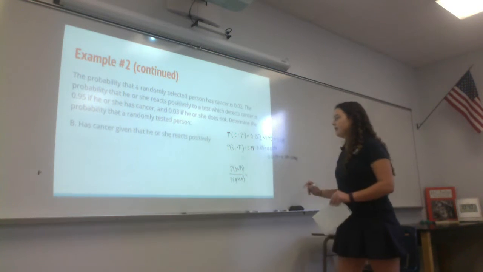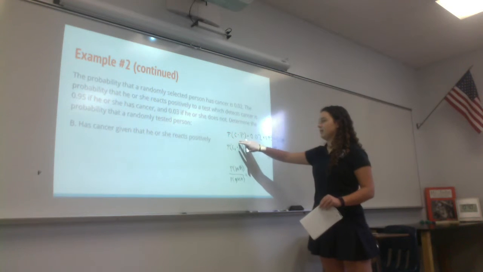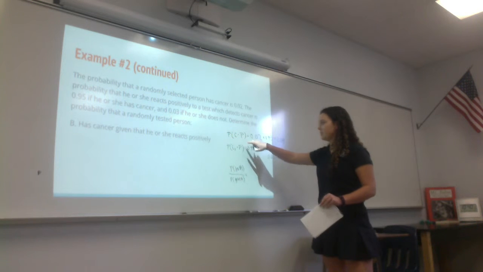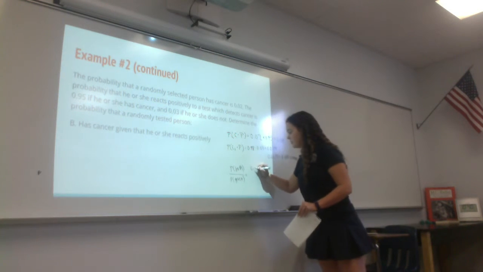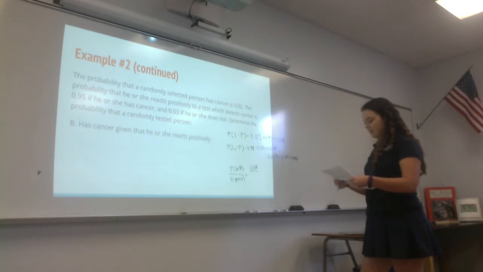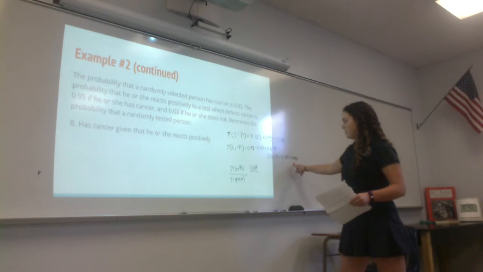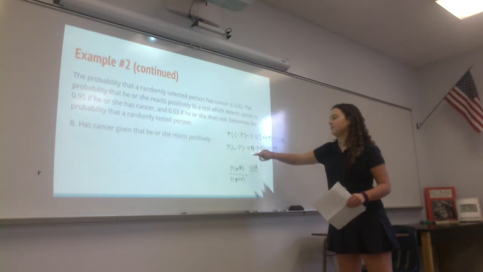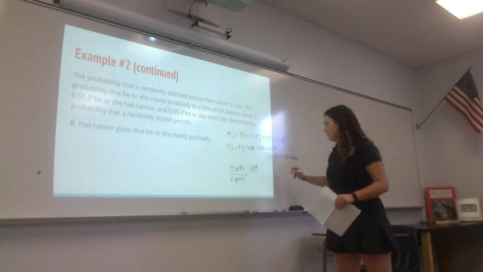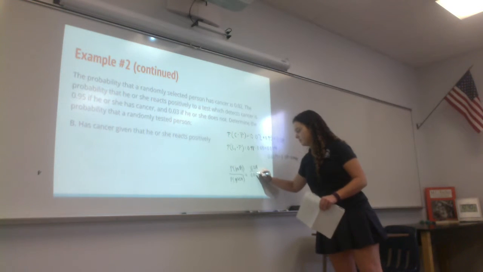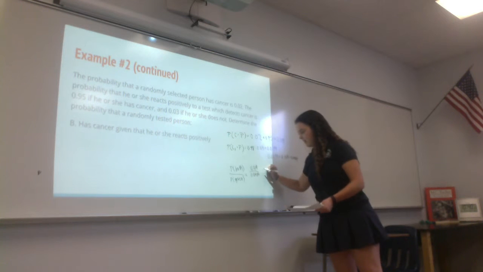So the probability, like we found here, of them having cancer and testing positively on the test is 0.019, and the given, since this is both reacting positively, the given is reacting positively, and we found that here was 0.0484. And that simplifies to 0.393.